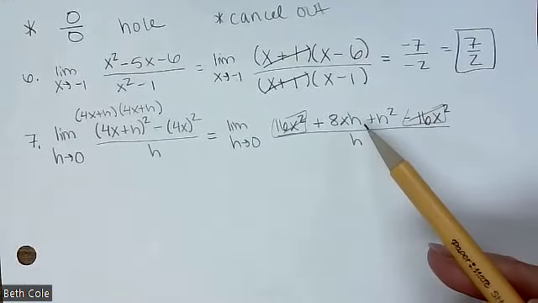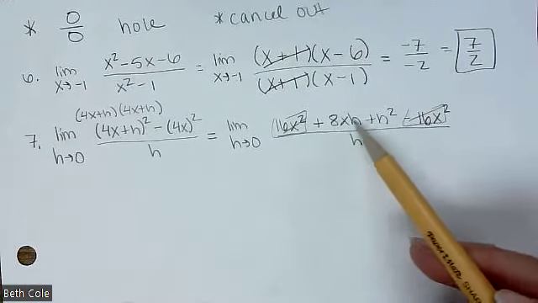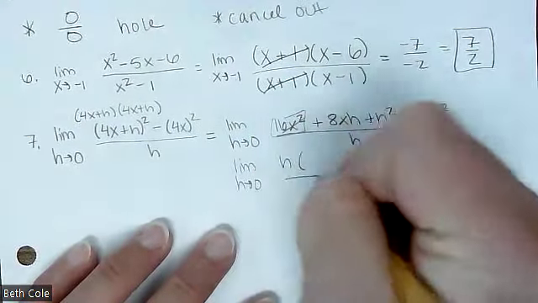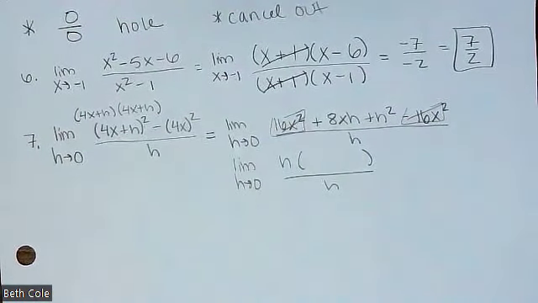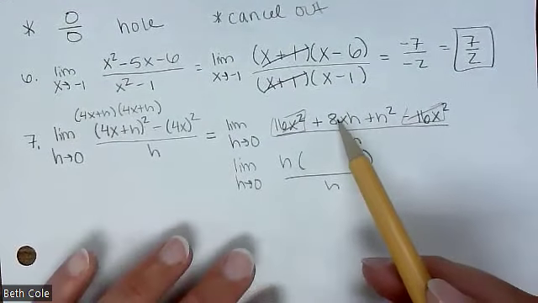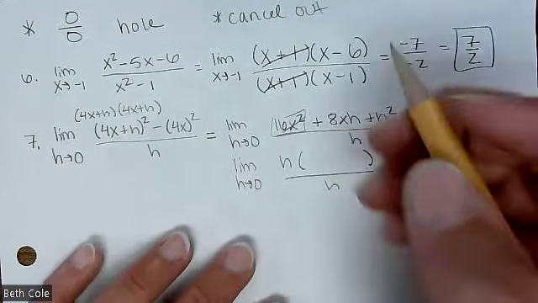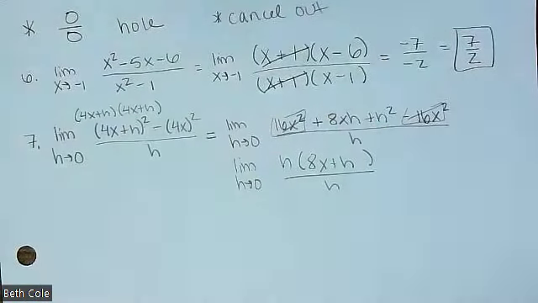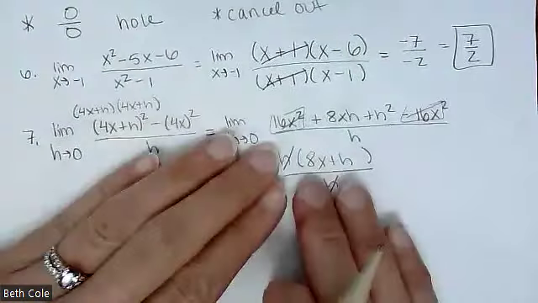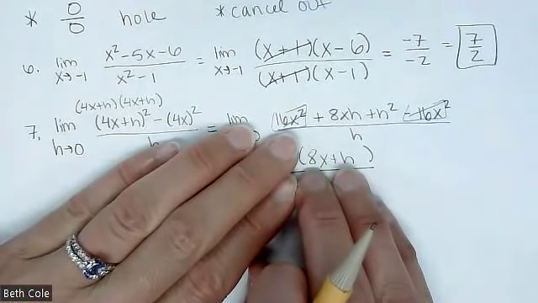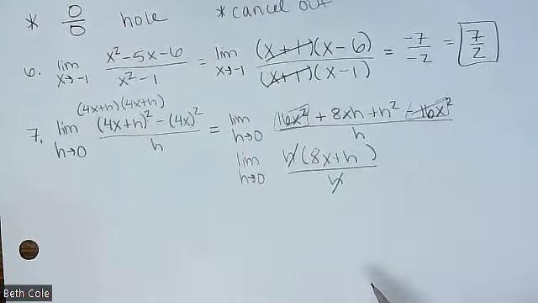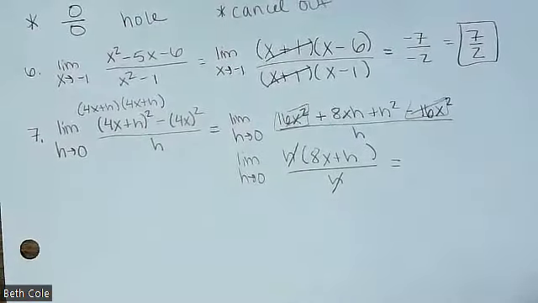All right, and then what did we do next? Do you remember? You take out an h. So limit h goes to 0. You're going to factor out an h. It's GCF. What's left when you take out an h? Yeah, 8x plus h. These h's cancel. And when I showed you this earlier this year, you just left that as your answer. 8x plus h was your answer. Well, now you have one extra step, which is plug in 0 for h. So what's your final answer to the whole thing? 8x.